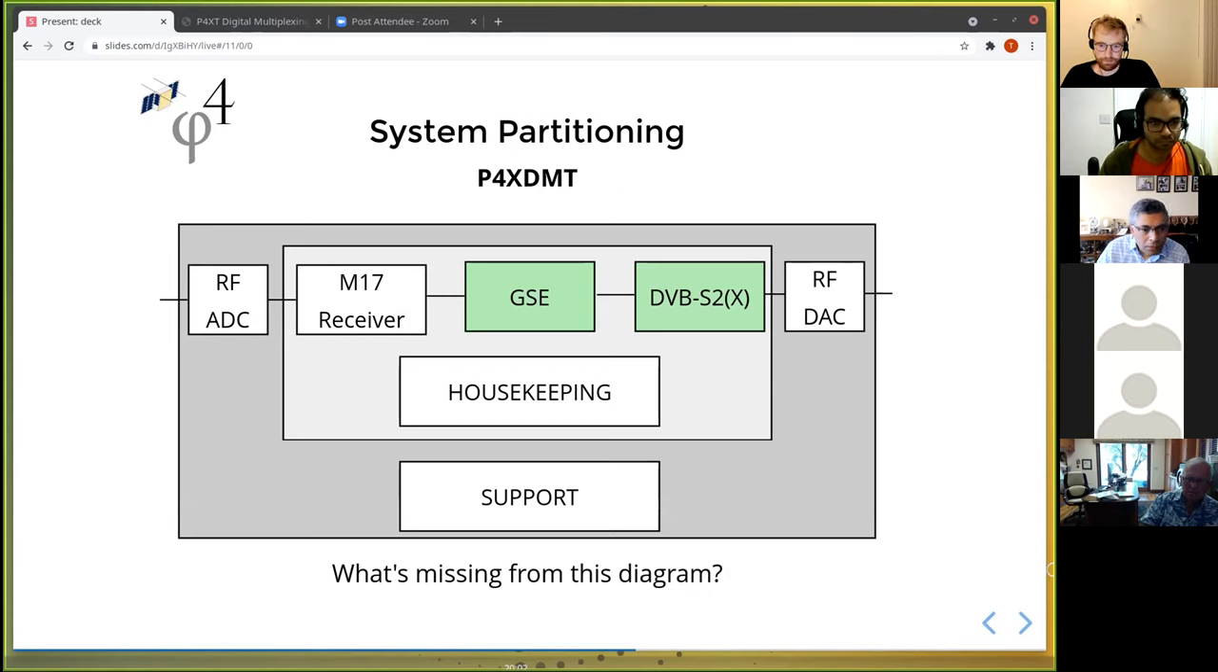Tom, any mention of the antennas in this system? No, we're not discussing antennas today. Okay.